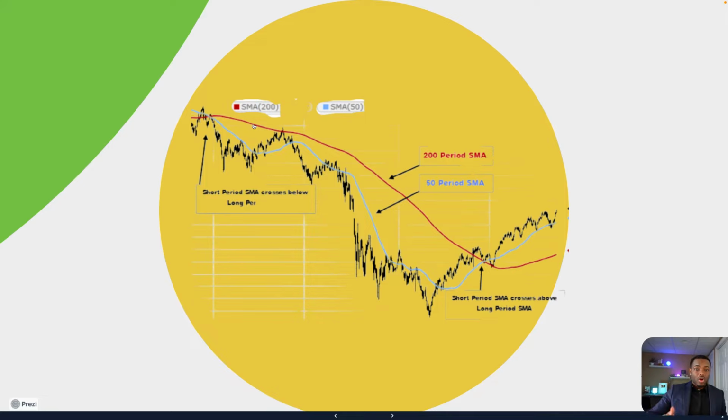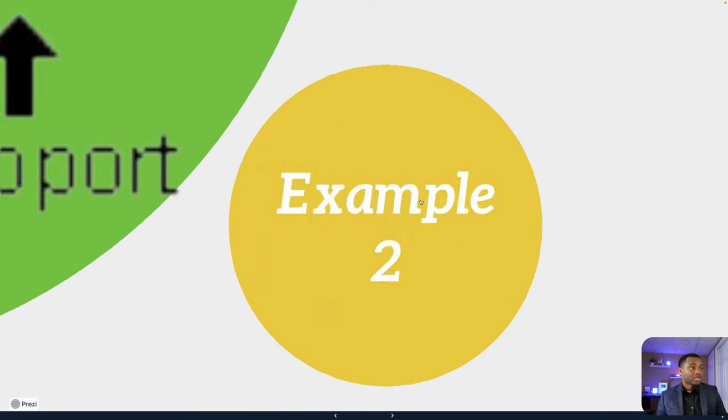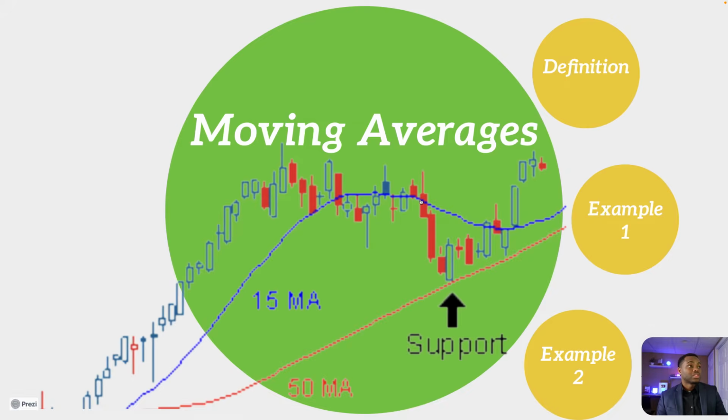So the longer the period of time, so this one is 200 periods, this one is 50 periods, the less reactive it is, right? So if we had a 15 moving average in here, it would be even tighter with the candles than the 200 or the 50. Now let's keep it going, and let's go to the setup.